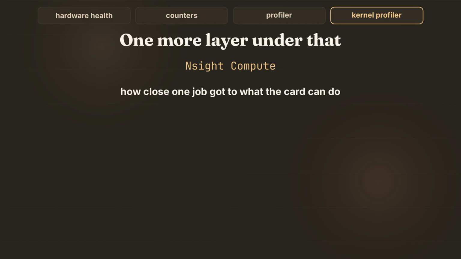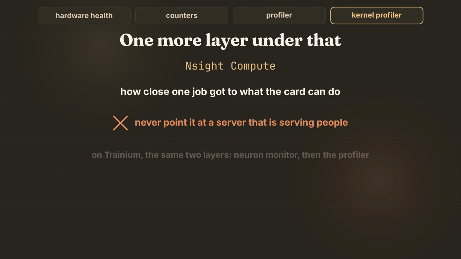And there's one more layer under that, and I will be quick because most of you should never need it. Nsight Compute goes inside a single job and tells you how close it got to what your card can actually do on math and on memory, but it gets there by replaying the job and serializing the launches. So this is a job you take out and run on its own. You never point it at a server that is serving people. And on Trainium, you have the same two layers. So neuron-monitor for the counters and the neuron profiler for the traces, and its signal for spilling off the chip is the scratch pad growing.